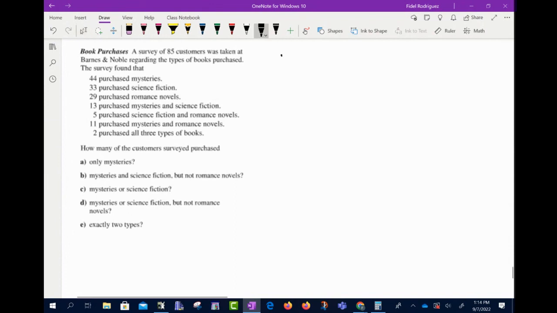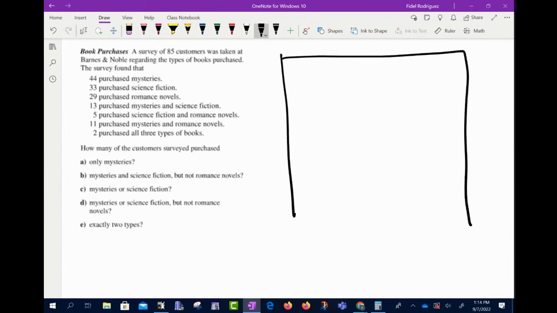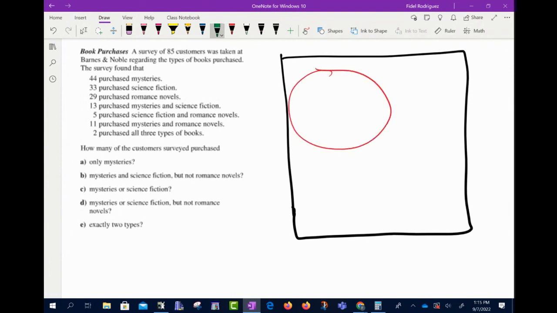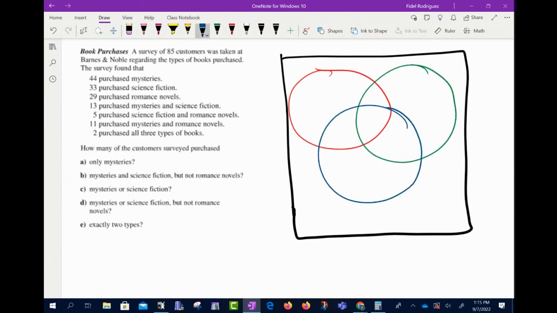Okay, so my first step, draw a big rectangle. And we're going to do our 3 circles. So mysteries and science fiction and romance. Okay. So let me go ahead and write that out. Mysteries, science fiction, and romance. Okay, y'all.